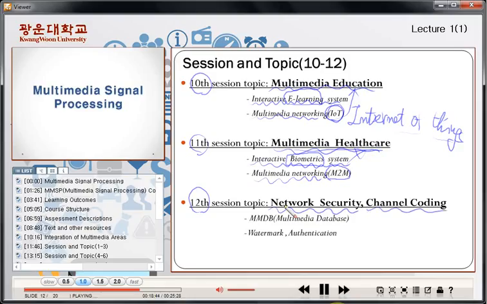Here, these days, there are some problems of network security. So we have to embed watermarks in the data and use authentication. Especially, channel coding means special coding to protect multimedia data or correct bit errors. So we have to add extra bits for channel coding. And the detailed explanations we'll study next time, okay?